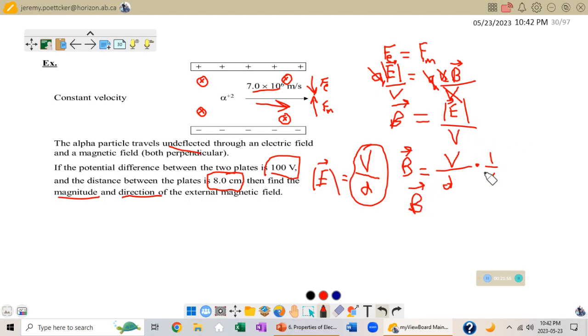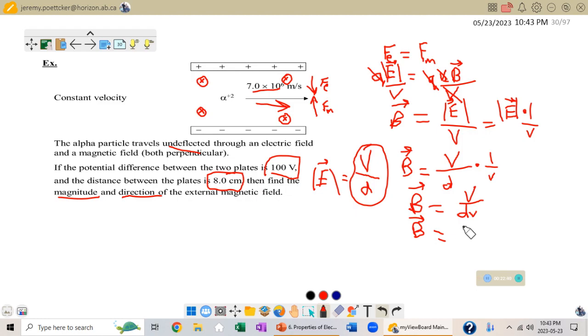does that make sense? Sorry, I'm jumping ahead mathematically here. This is the same as my electric field times 1 over the speed. Now I've taken this voltage divided by distance, that's my electric field, times 1 over the V. Okay. So B is equal to voltage divided by distance multiplied by velocity. We've kind of simplified it down. It's not going to be a super difficult question at this point.